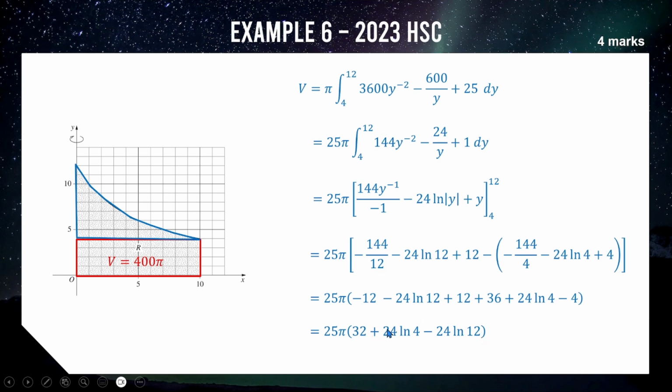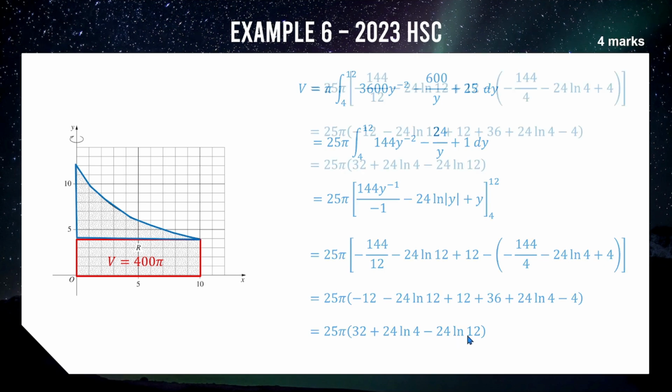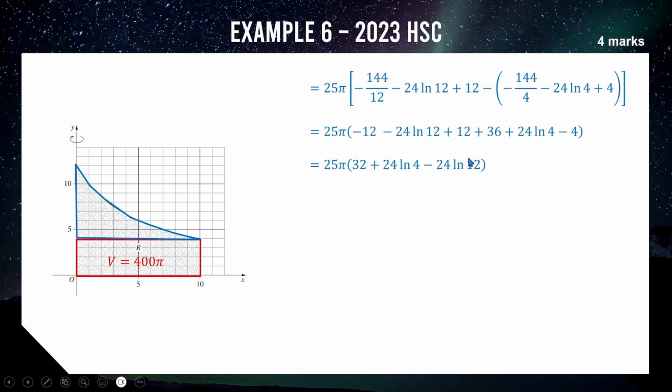And now we have two logarithms that we're going to try and combine together. We have 24 log 4 minus 24 log 12. Gonna need a bit of room here. Okay, now to simplify the logarithms, what you need to keep in mind is that, because we have two logarithms with the same number at the front and the same base, we can combine these together by using a division, okay?